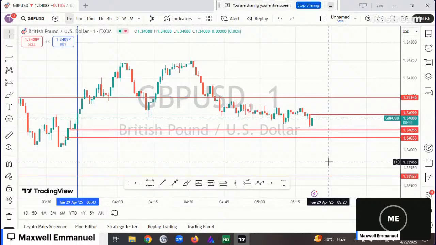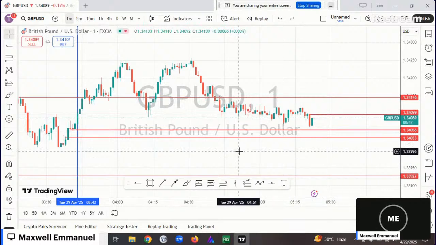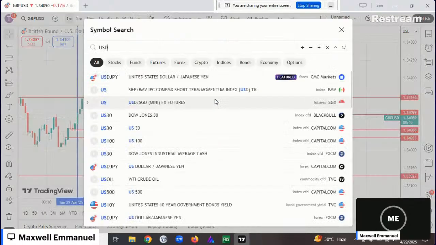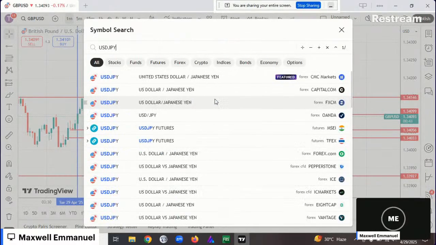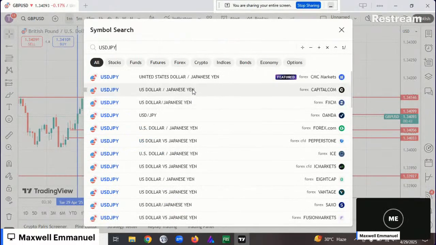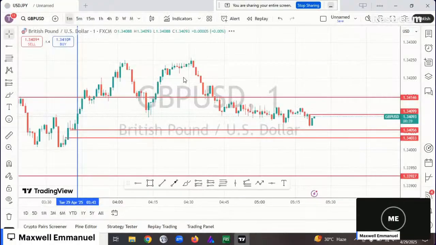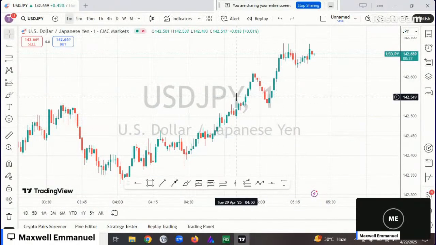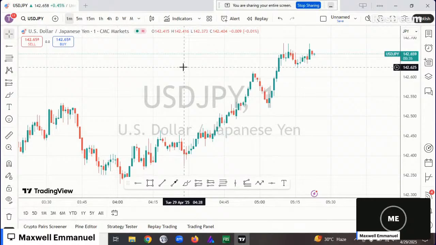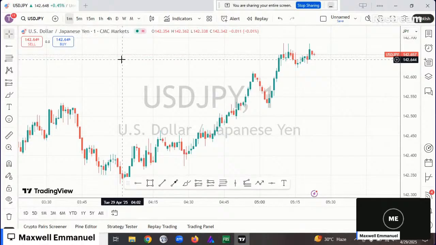Let's look at USD JPY. Let's see USD JPY. Okay, let's start with the daily time frame.